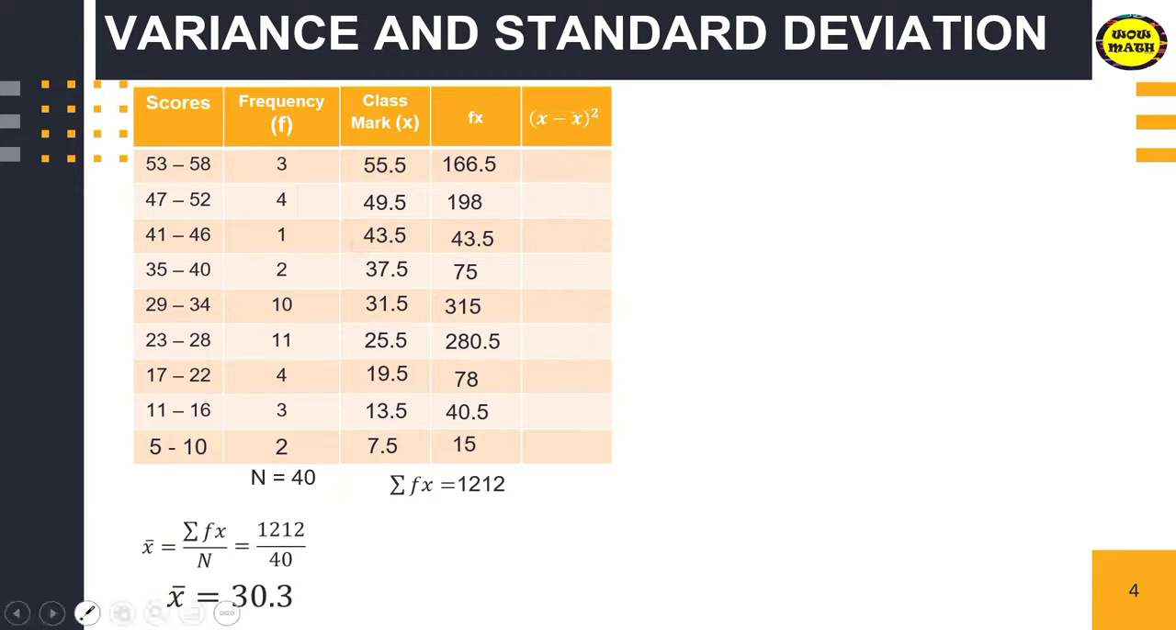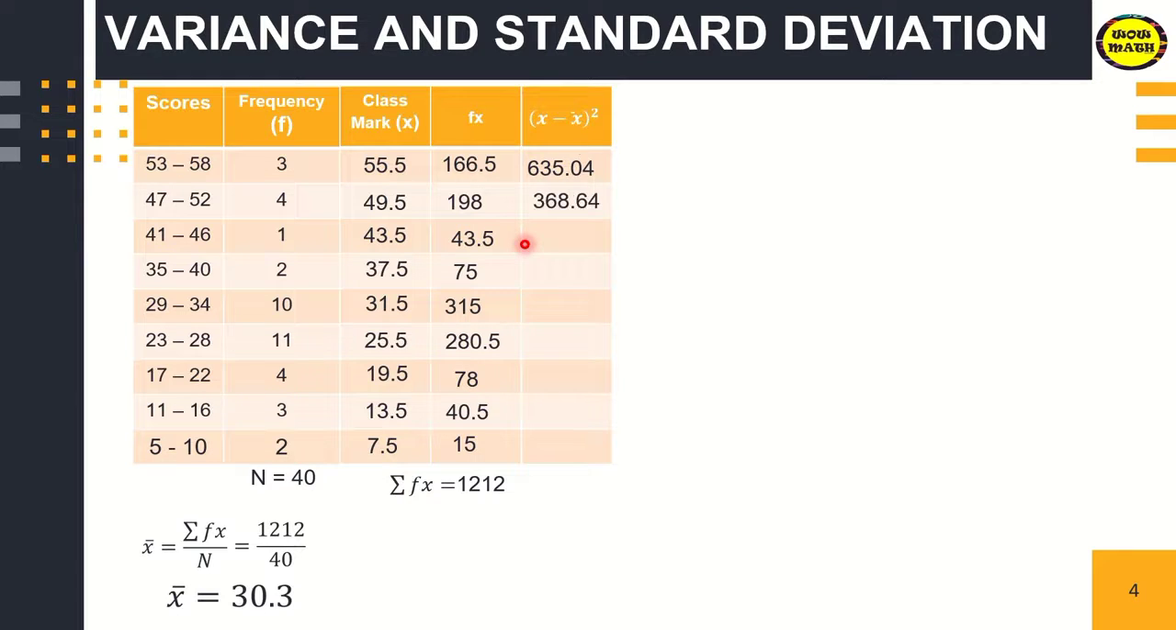55.5 minus 30.3. So, ganun ang gagawin. Yung class mark natin, sa bawat row, ima-minus natin sa mean value tapos squared natin. 55.5 minus 30.3, and that is 25.2. Then, pag in-squared natin yung 25.2, that is 635.04. Next row, 49.5 minus 30.3, that is 19.2.